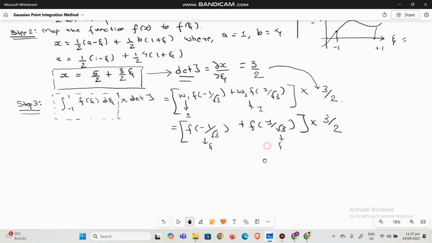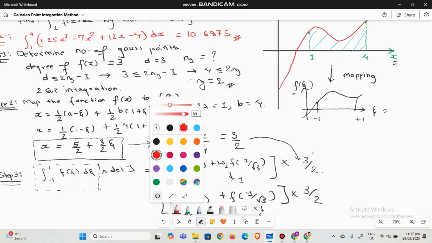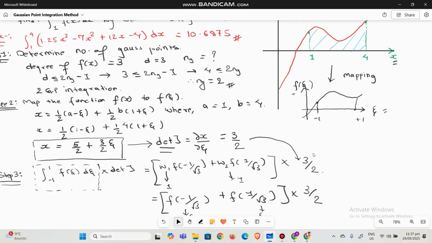I'll show you, which is basically, for the 2 Gaussian points, what we are doing here is we converted this, and then for the 2 Gaussian points we say, okay, let's take one at -1 over root 3, and if this is the 0 point, let's say this is +1 over root 3, and then we are going to multiply with the weight, and then it is going to approximate the area under this curve. Okay, so remember this.